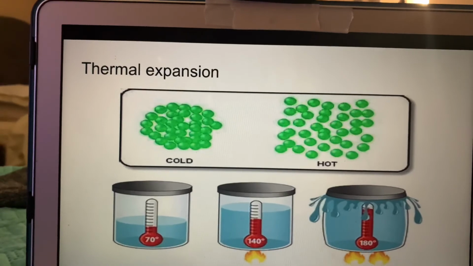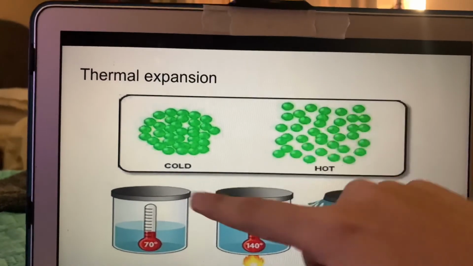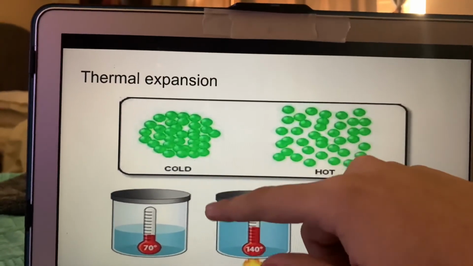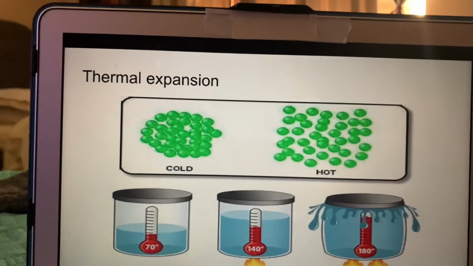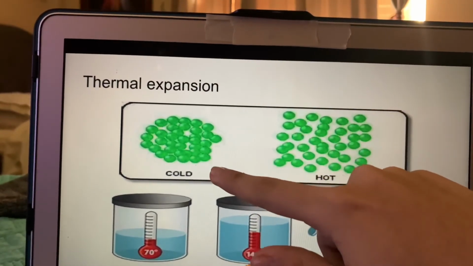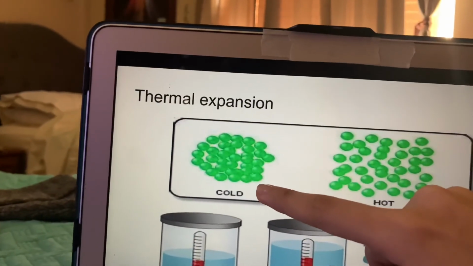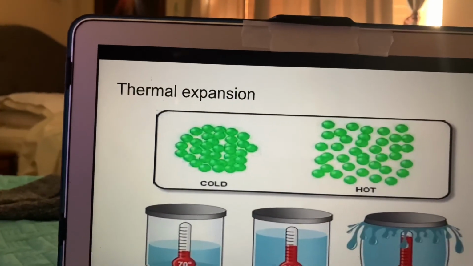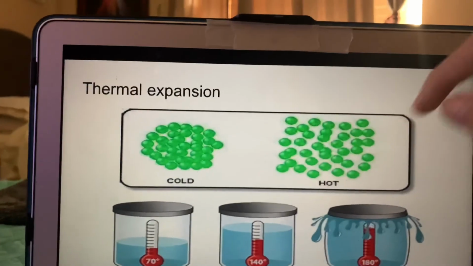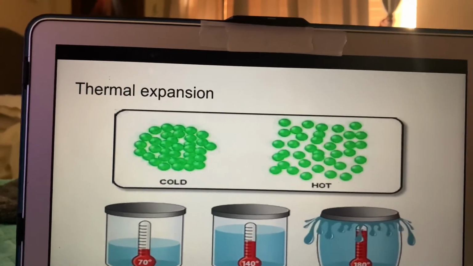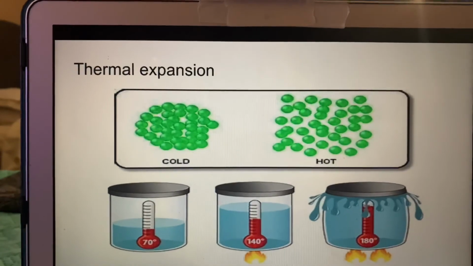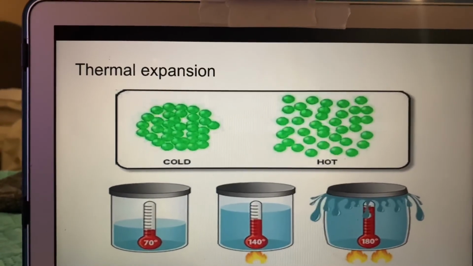And then this is a representation of how thermal expansion works with the molecules. As you can see, in cold water all the molecules are stuck together and close to each other, but when it's hot, they all expand and go outwards, which explains why water expands in the ocean.